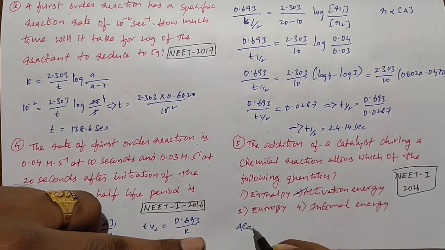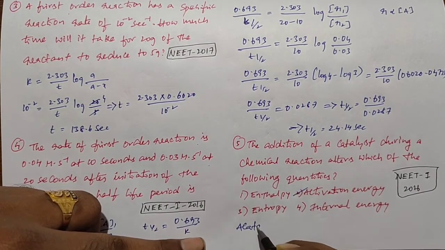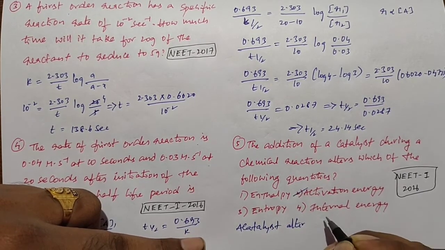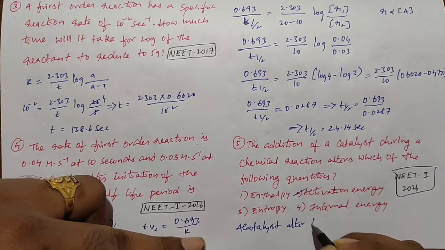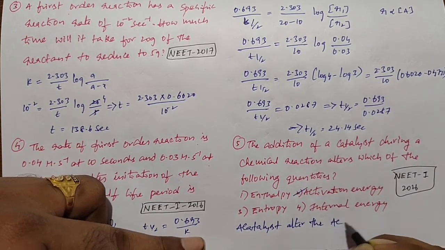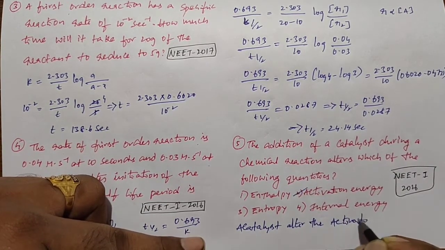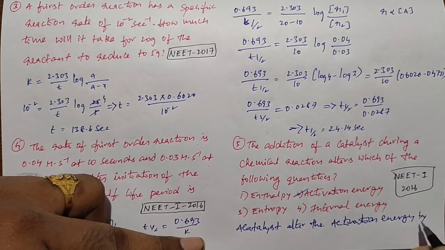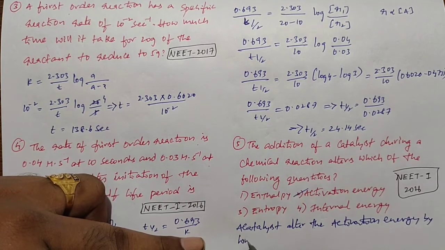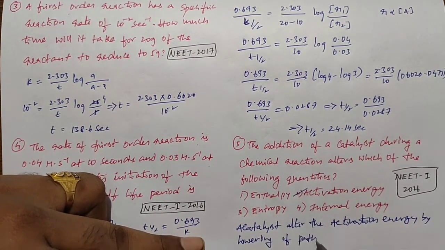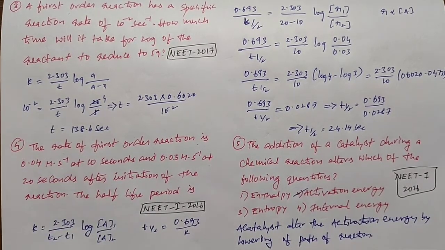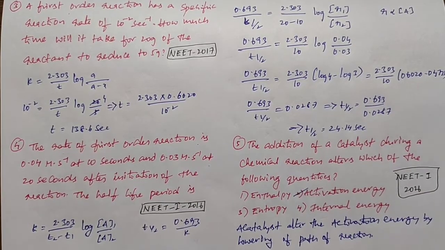So a catalyst alters the activation energy by lowering the path of reaction. By lowering the path of reaction, it can decrease the activation energy for the reaction.